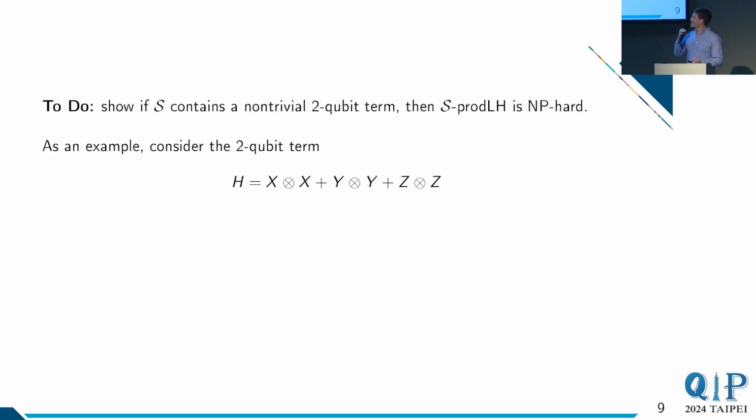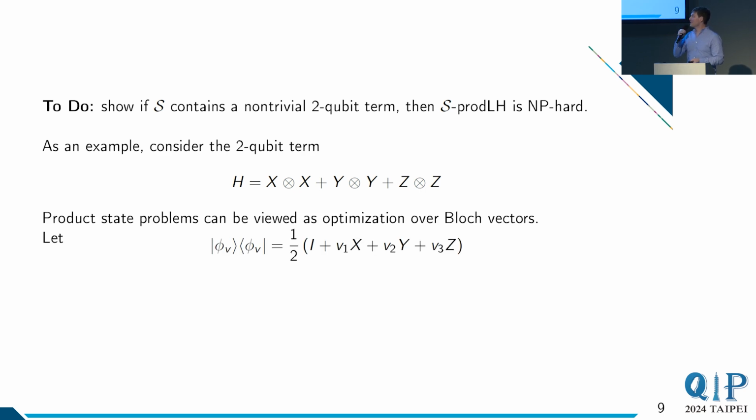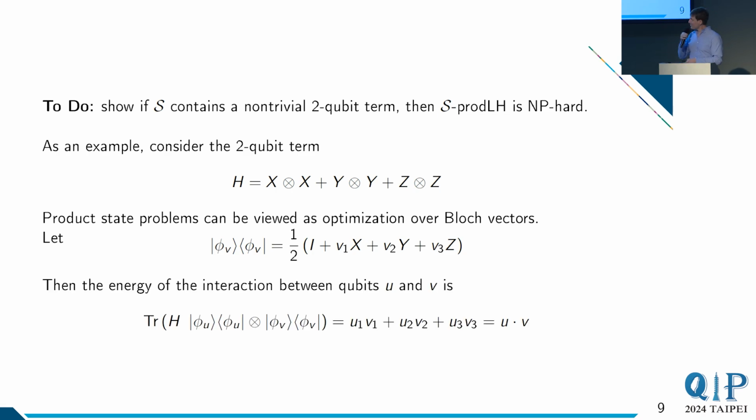Okay, so how do we show hardness? Well, just as an example, consider this particular 2 qubit term, XX plus YY plus ZZ. The framework we're going to use is that product state problems can be viewed as optimization over Bloch vectors, right? So product states are products of single qubit states, and you can write a single qubit state in the Bloch vector notation. And when you do this calculation for this particular term and on 2 single qubit states, you find that the energy of the interaction is just u dot v, where u and v are the Bloch vectors for the 2 qubits.